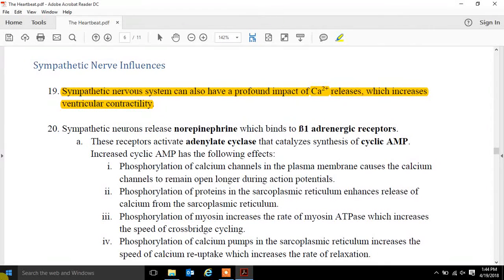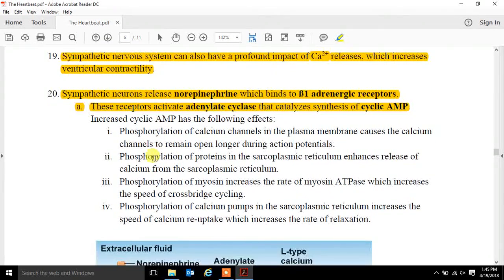So as before, sympathetic nerves release norepinephrine, which binds to beta-1 adrenergic receptors. These activate adenylate cyclase. They give us cyclic AMP. In the ventricular myocyte, this cyclic AMP goes on to have multiple effects that all drive changes in cardiac function. So I'm going to highlight them here and go back and forth between our images.